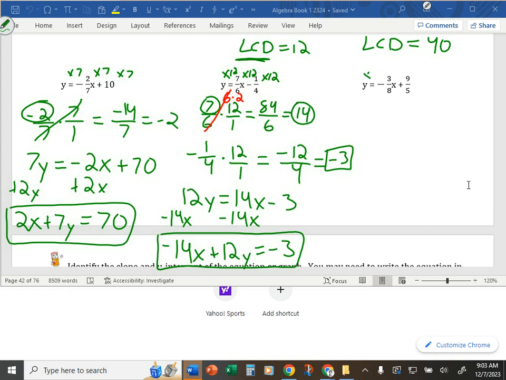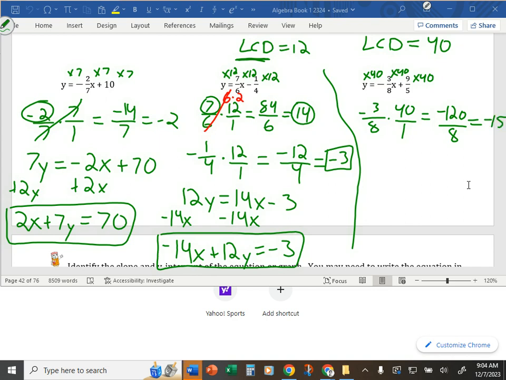Everything gets multiplied by 40. Y times 40, negative 3/8 times 40, 9/5 times 40. Numbers get a little bit big here. Okay, but we can handle it, right? Do the math. Negative 3/8 times 40 over 1 gives us negative 120 over 8, which simplifies to be what? Negative 15.